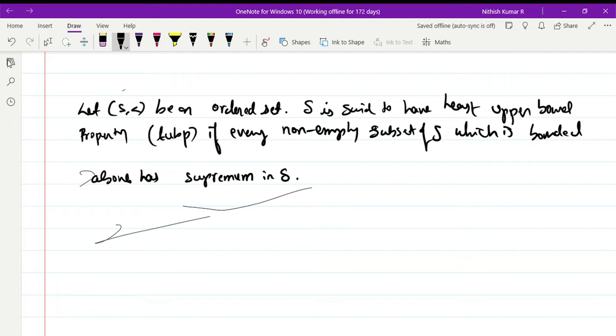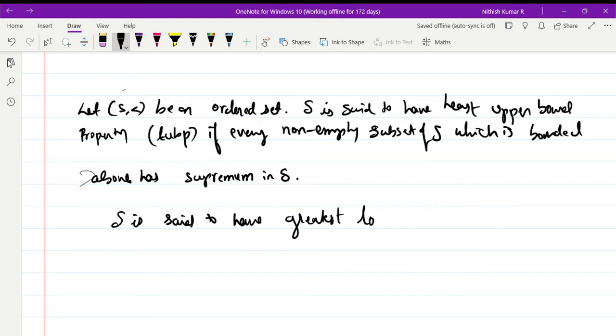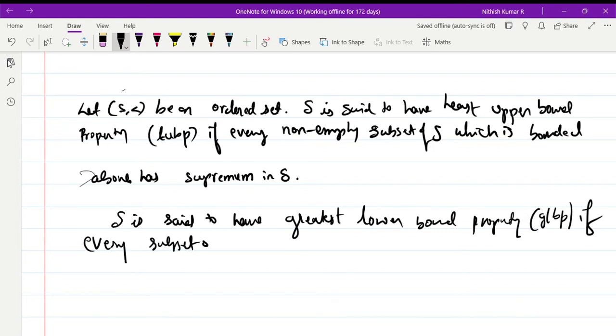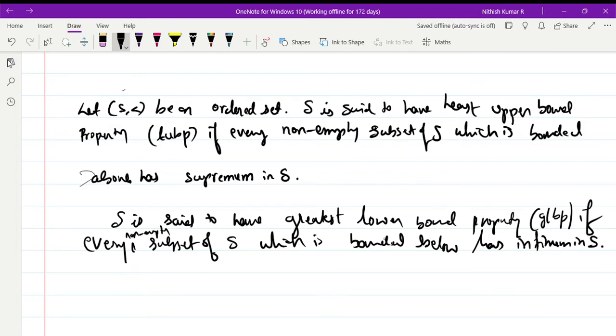Similarly, S is said to have the greatest lower bound property, in short GLBP, if every non-empty subset of S which is bounded below has an infimum in S.